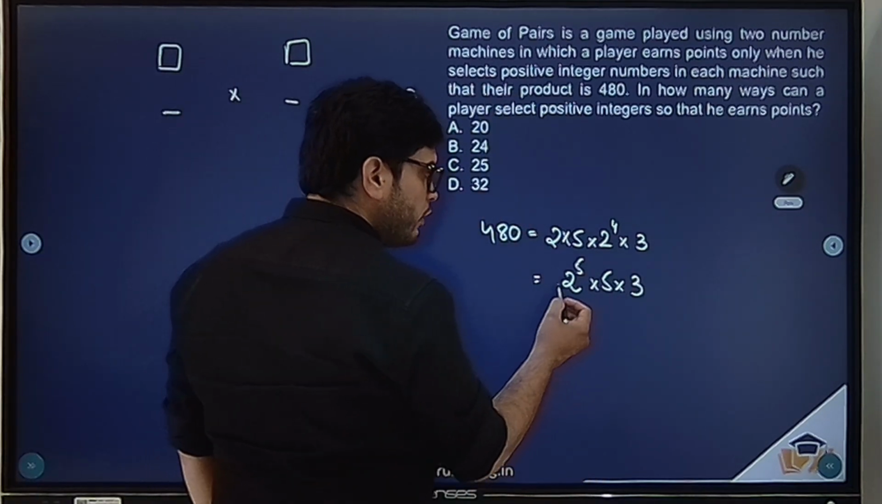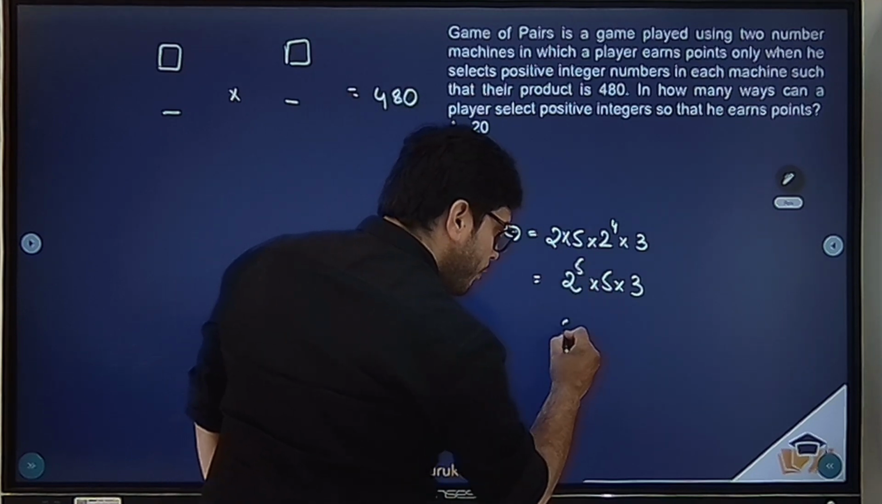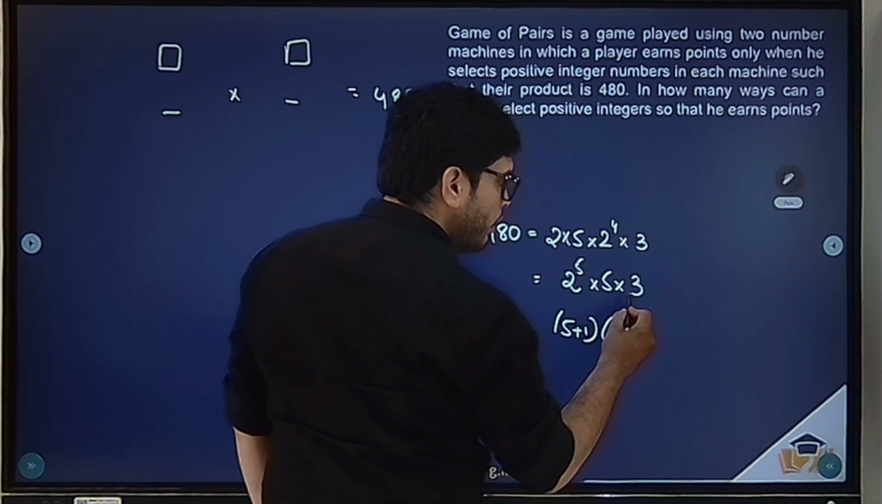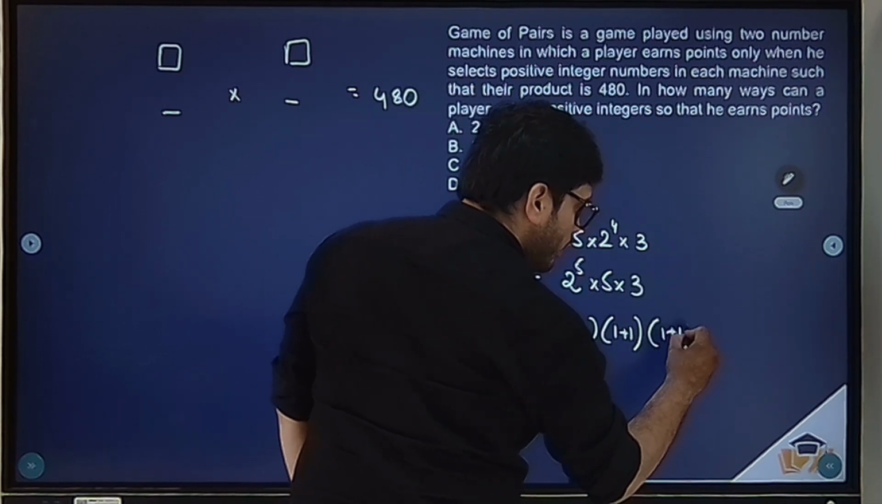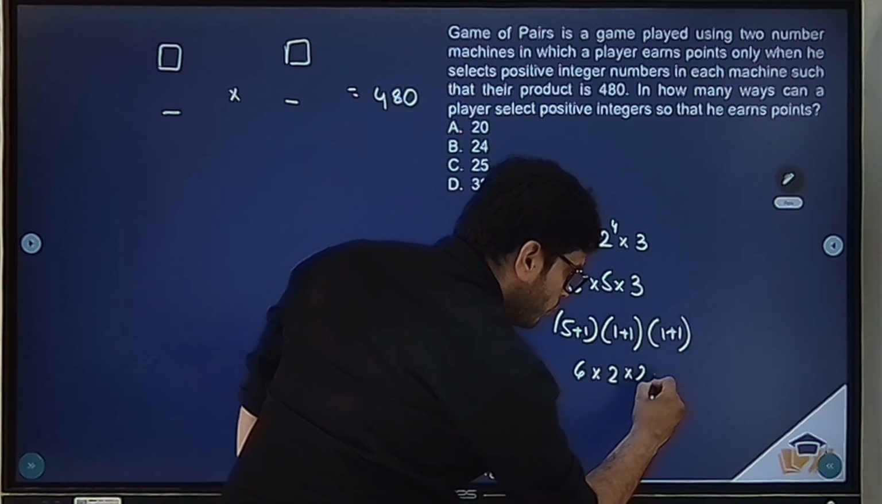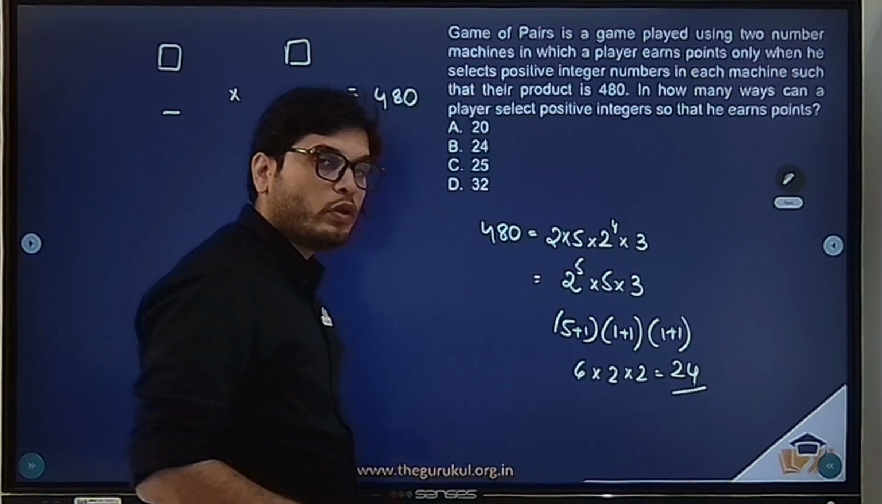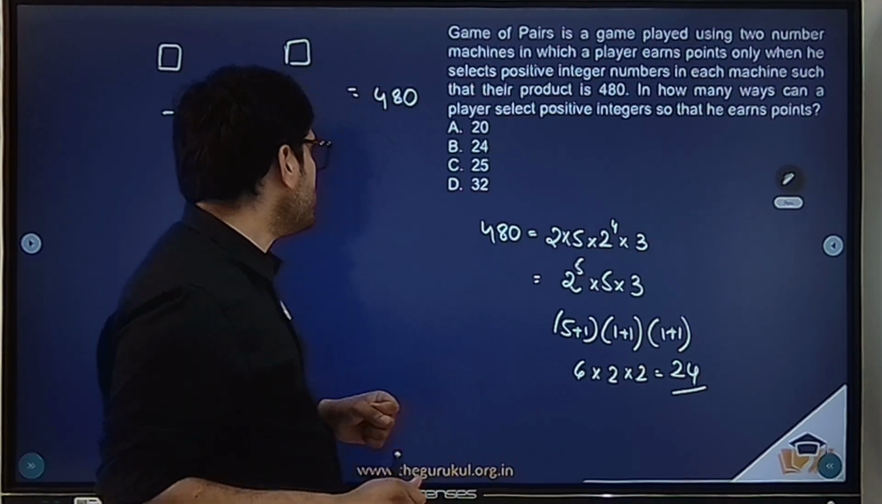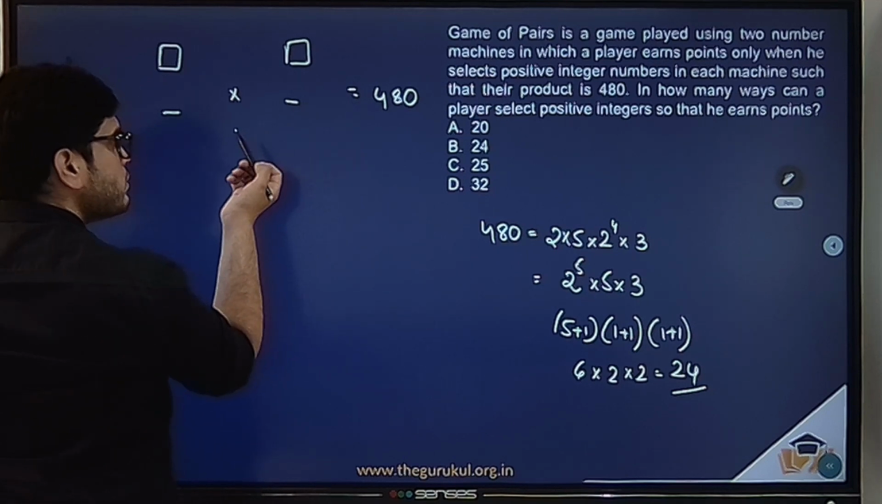Now the total number of factors would be, you have 2 power 5, so 5 plus 1. We have 5 power 1, so 1 plus 1. 3 power 1, 1 plus 1. So this would be 6 into 2 into 2, which is 24. So there are 24 factors for 480. Now how can I write 480 as product of two numbers?